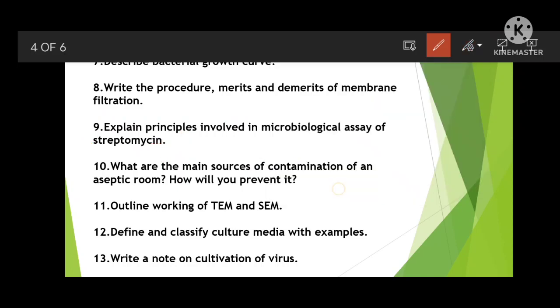microbial assay. Next, the main sources of contamination of the aseptic room. What are the main sources? Industrial sources are there, then human sources are there; you have to write all of these. Then how can you prevent that, that is also very important here. Then outline the working of TEM and SEM microscopy, very important one.